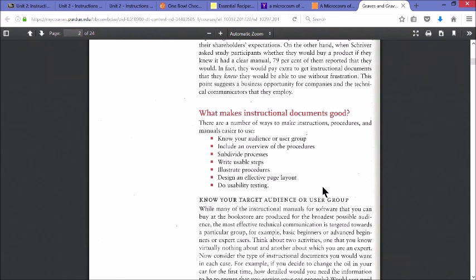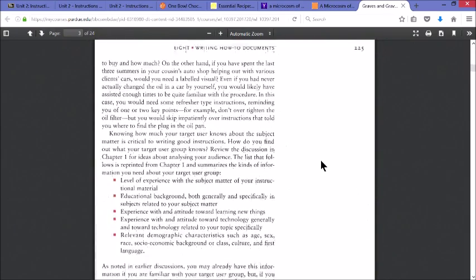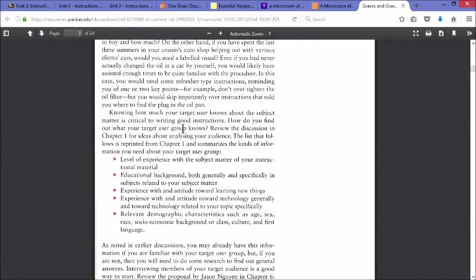First is know your audience or user group. Are they experts, novices, or beginners? How much previous experience, knowledge, or training do they have on the topic? How do you create a document that can be accessed by diverse and multiple audiences? In this section, starting on page 225, they go into more detail about this.